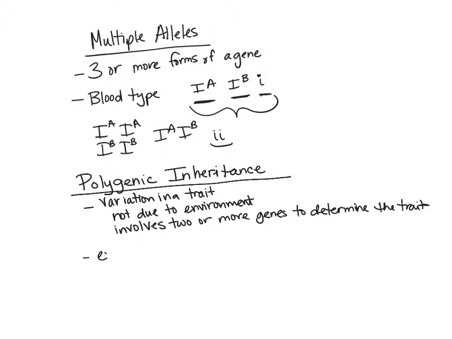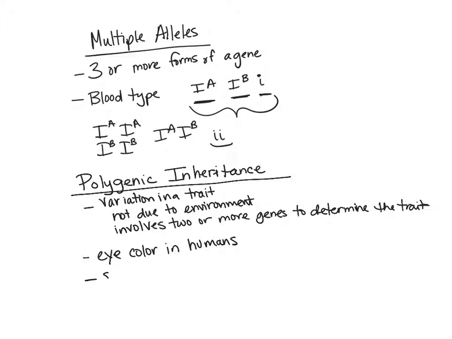So, for example, eye color in humans. Eye color in humans is not as simple as having an eye color gene where you get one from your mother and one from your father. In this case, it incorporates several genes. So you'll get several different alleles for eye color from your mother, several different alleles for different genes from your father, and that will contribute to eye color.